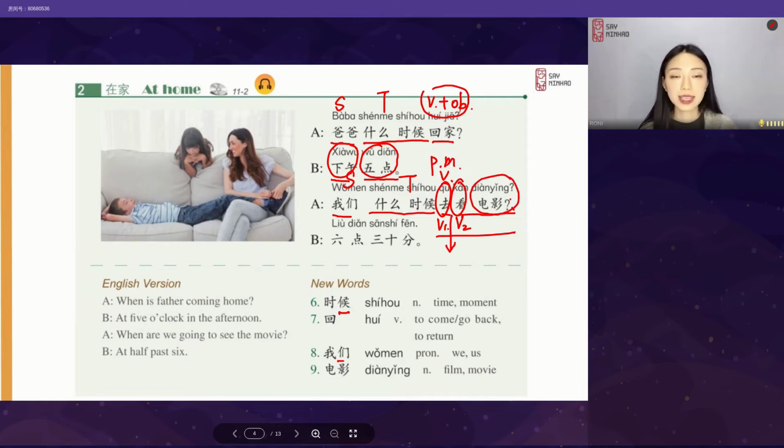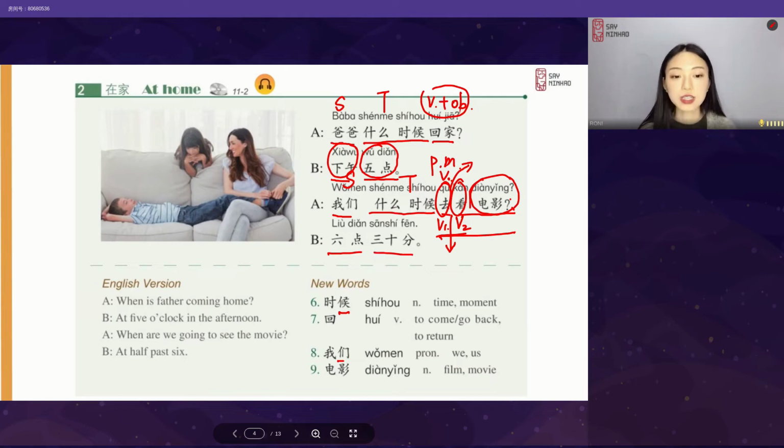Because 看电影, watch the movie, we all know it means we are going to the cinema. That's why we can just omit the cinema here. We don't need to say we will go to the cinema to watch the movies. Okay, everybody knows you are going to the cinema. So this is the structure. 去 a place, do something. Do what? 看电影.